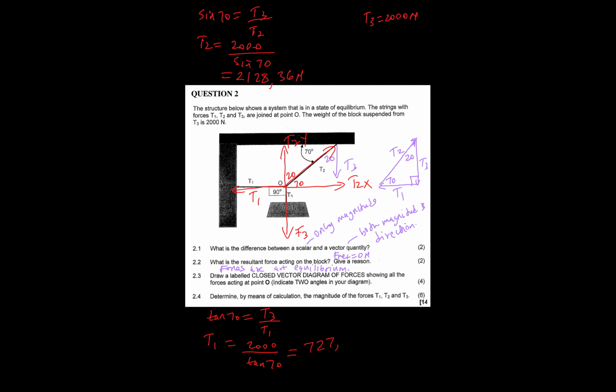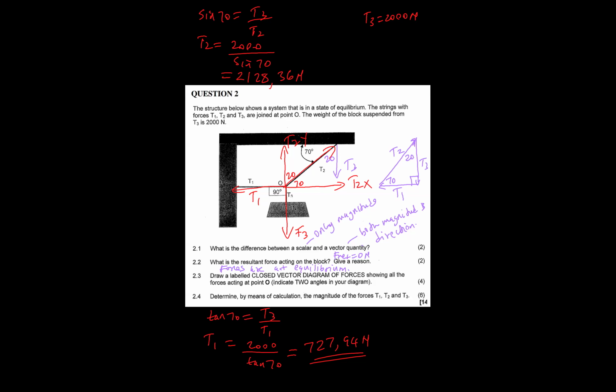27.27, 94.94 newtons. So this is our T1. So we have T1, we have T2, we have T3. As long as you can draw a closed vector diagram with this question, you get everything.